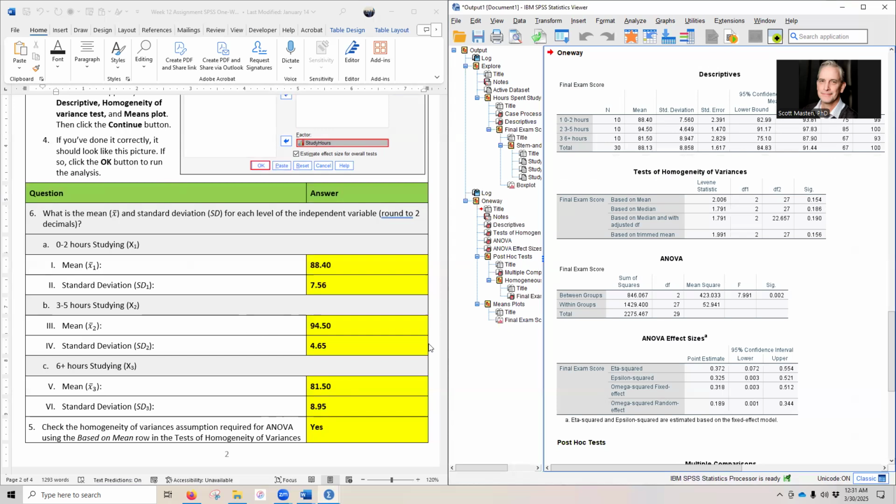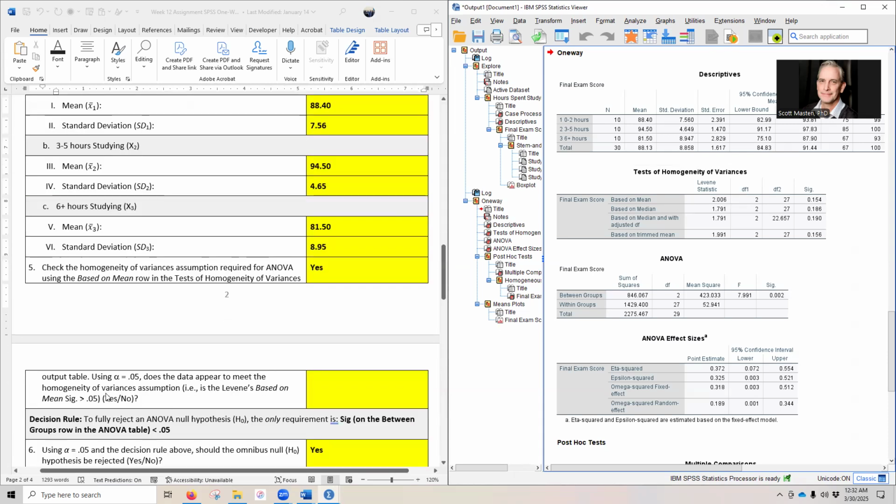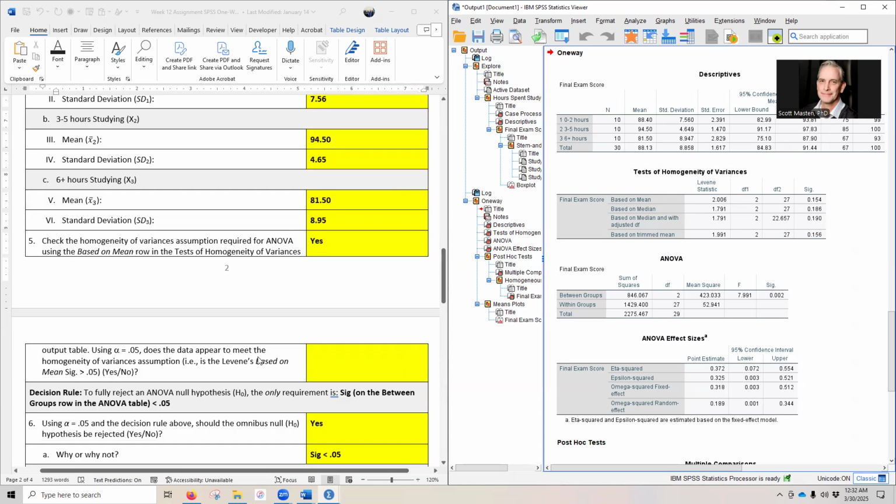So now we have to check the homogeneity of variances assumption. To do that, you go to the test of homogeneity of variances. The line that says based on mean, you go look at the sig. As long as that sig is greater than 0.05, you have met the assumption. So you don't want this to be significant. Using alpha of 0.05, do the data appear to meet the homogeneity of variance assumption, i.e., is Levene's based on mean sig greater than 0.05? Yes, 0.154 is greater than 0.05, so these data meet that assumption.